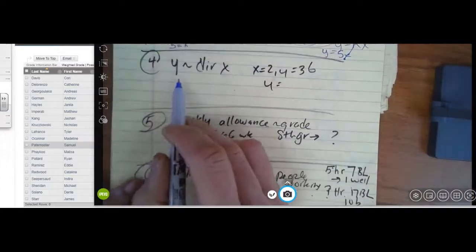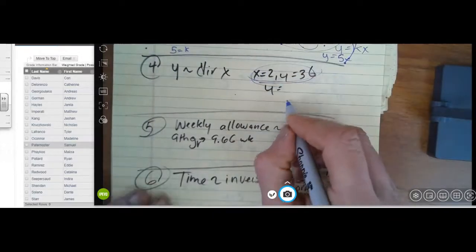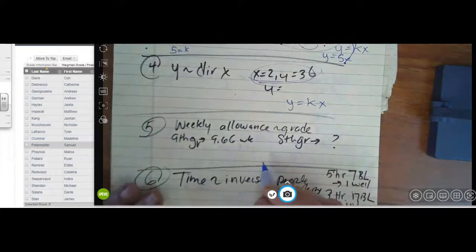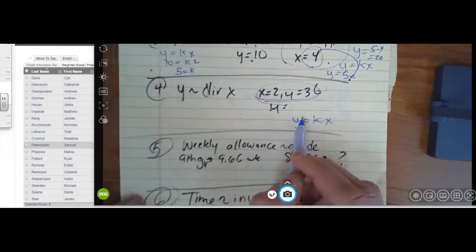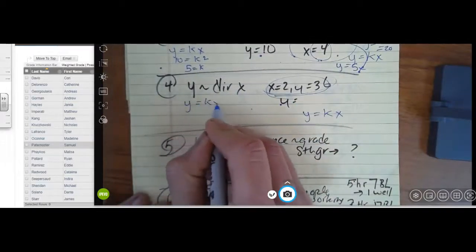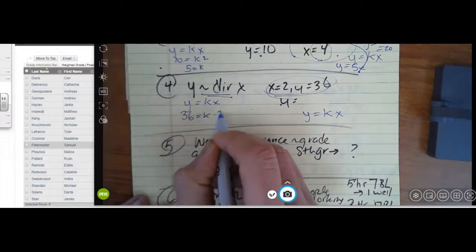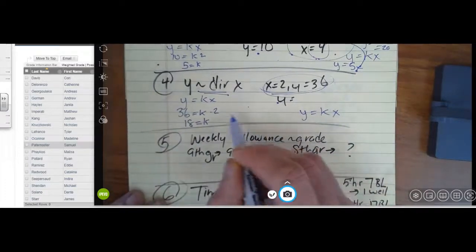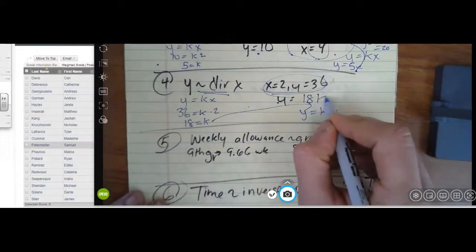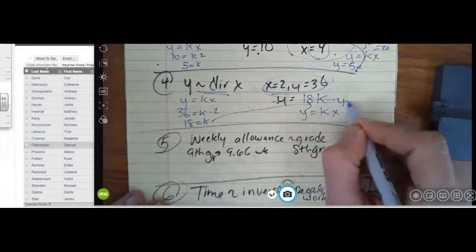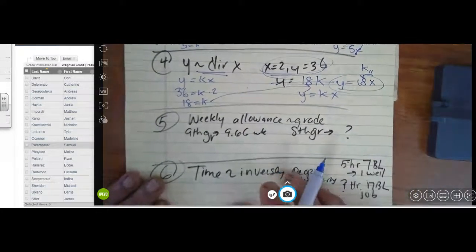Number 4, they tell us that y varies directly with x, and they give us an x and a y, and they want to know what y is. When they're saying we don't know what y is, they're asking for an equation. They didn't give us another value for x like they did here. So they're just looking for an equation that says y equals kx. You start with y equals kx because it says it's direct. You put in your values here, and you get 36 is equal to k times 2. So k is equal to 18. They don't want you to solve a second equation. They just want you to write down the equation y equals 18x. K is the 18. That's what they want there.